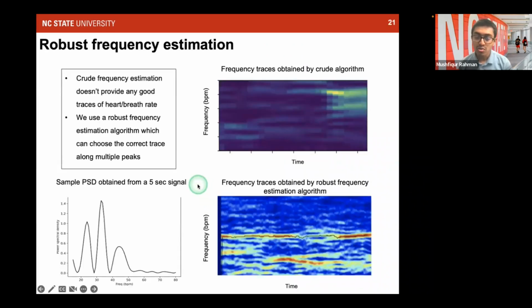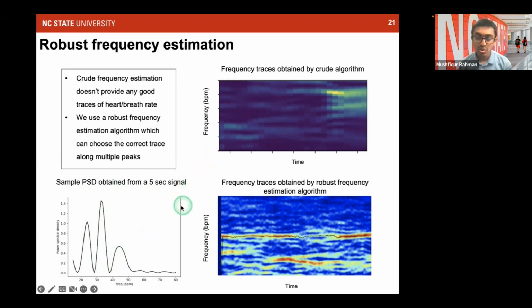So as we have the time domain signals that have the signature of either breath rate or heart rate, now we can use frequency domain analysis. For example, here we have chosen a 5-second signal and plotted the power spectral density of that signal. We can see that multiple frequencies have a peak here, so we cannot be sure which one corresponds to our desired frequency of heart rate or breath rate.